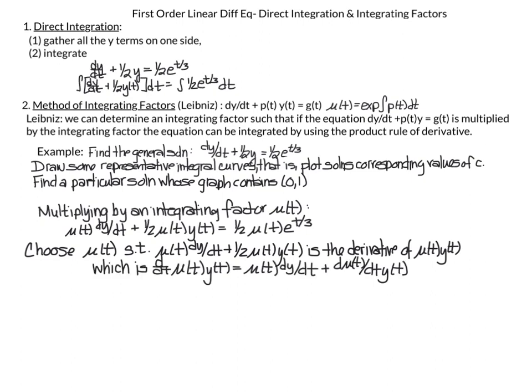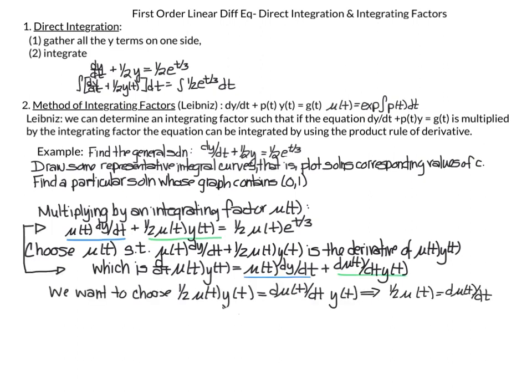Another way of saying that is I want to choose my mu of t such that the derivative of mu of t times y of t, the derivative d/dt of mu of t y of t, by the chain rule is mu of t times the derivative of y of t with respect to t, that's dy/dt, plus y of t times the derivative of mu of t with respect to t, d mu of t over dt. And I do that so when I integrate both sides of the equation, on the left-hand side, mu of t y of t will simply fall out.